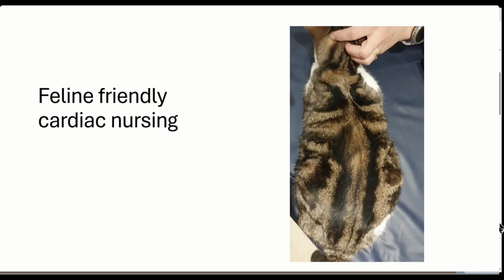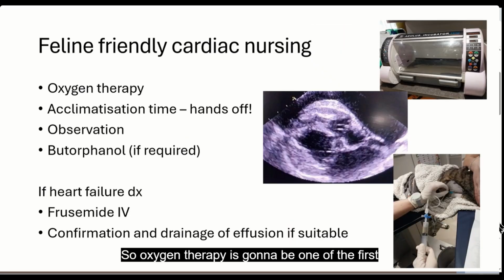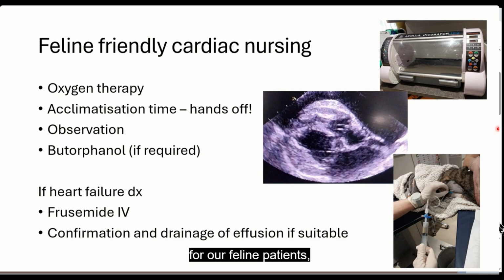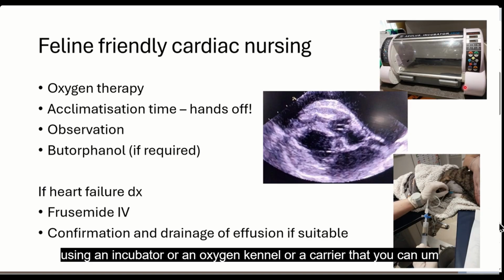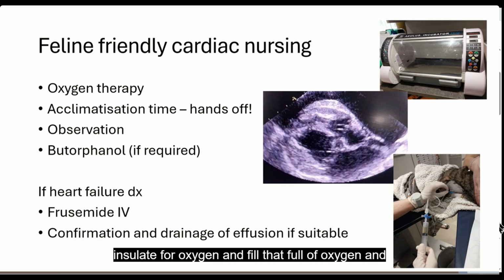So oxygen therapy is going to be one of the first things that we're going to try and get for our patients, for our feline patients. And typically that means using an incubator or an oxygen kennel or a carrier that you can insulate for oxygen and fill that full of oxygen and actually get them in there and just let them breathe.